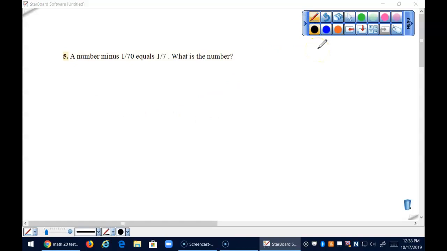Okay, I need to translate this from an awkward English sentence to a nice equation. So a number, that'll be my y, minus 1/70th equals 1/7. Everyone okay with my translating step?